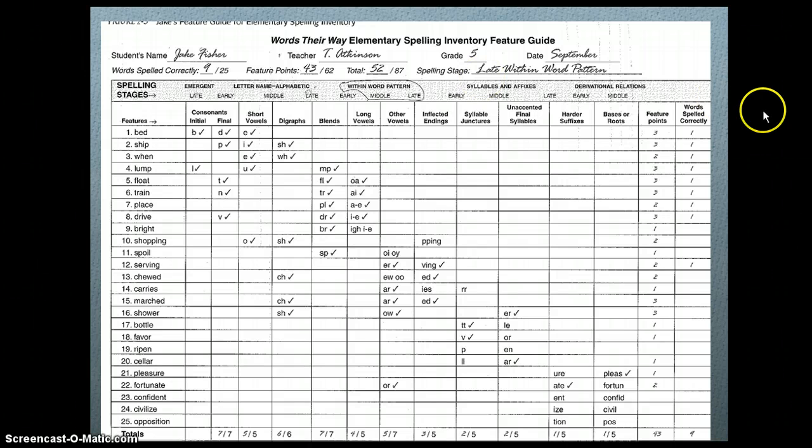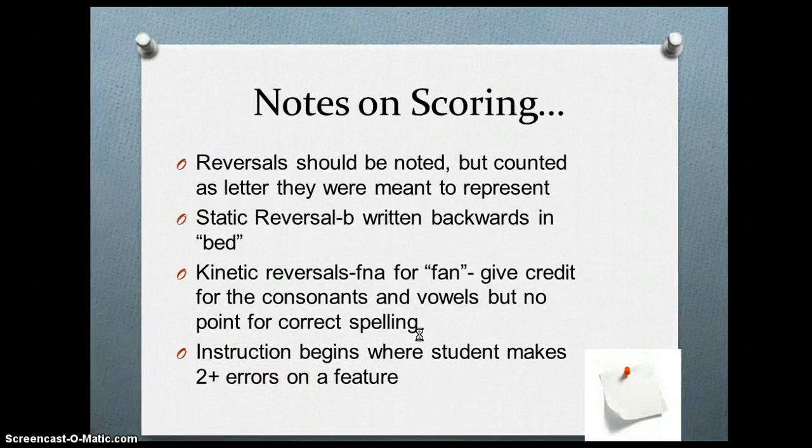So pretty easy to code and score. I'll show you another sample in a minute. A couple notes on scoring. Reversals should be noted but counted as the letter they were meant to represent. So a static reversal would be if they do a B backwards in bed, you still give them credit for that. A kinetic reversal would be if they put the letters out of order. You would give them credit for having those sounds, but they wouldn't get the point for spelling the word correctly.